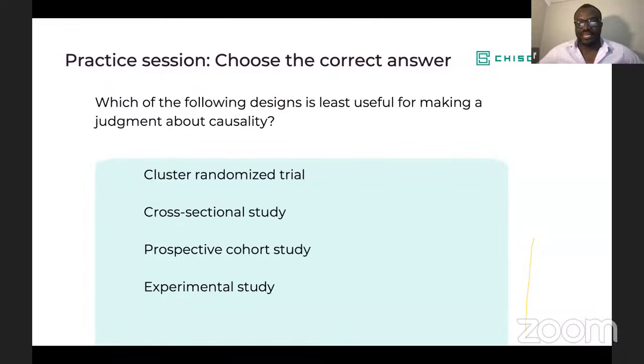Which of the following designs is least useful for making a judgment about causality? So in other words, I'm asking you, which study design here does not involve a component of longitudinal design and hence cannot address issues of the timing or the interval between exposure and outcome? Excellent. That's a cross-sectional design.